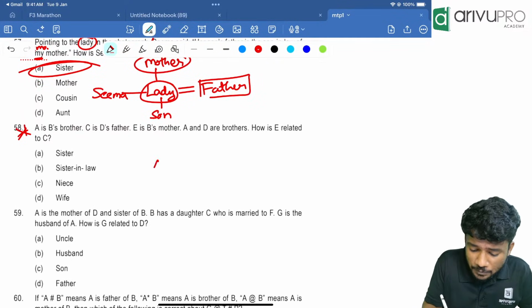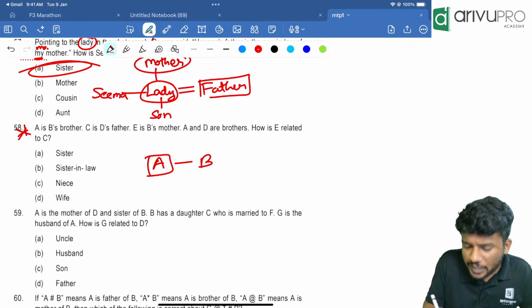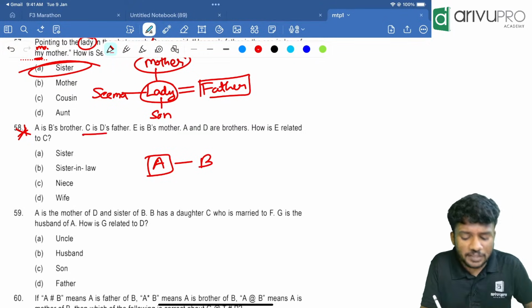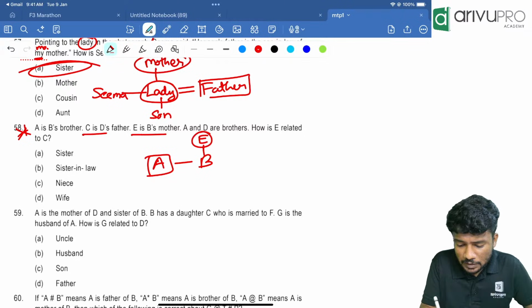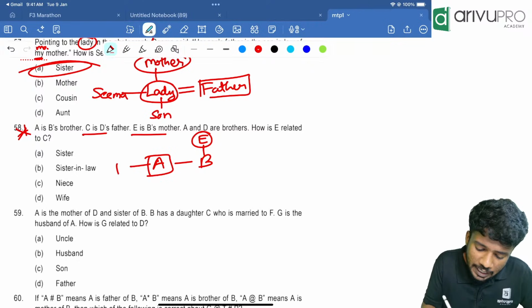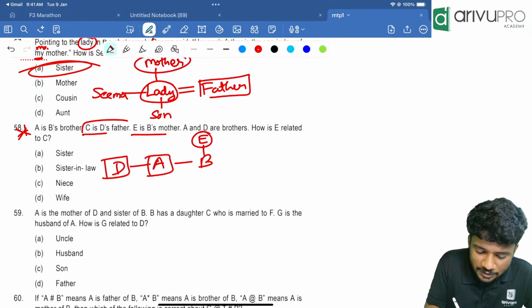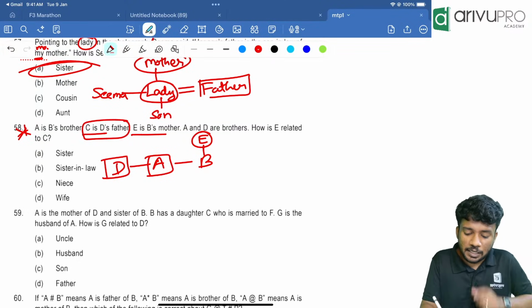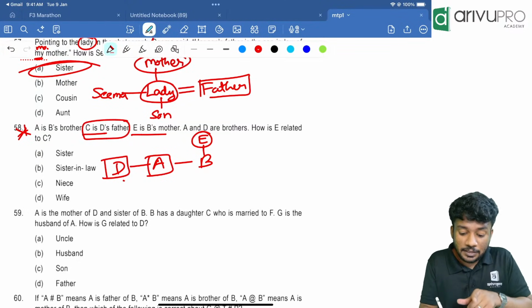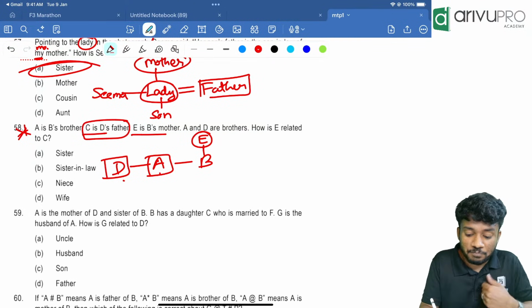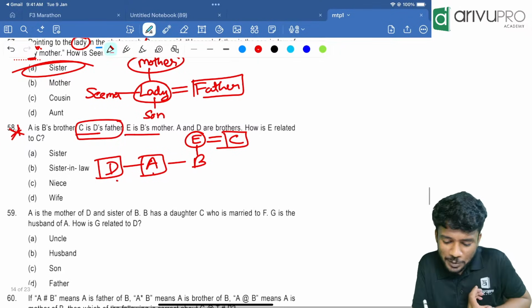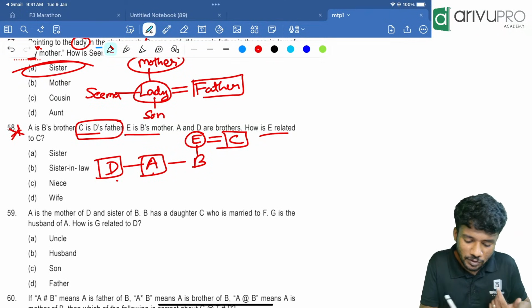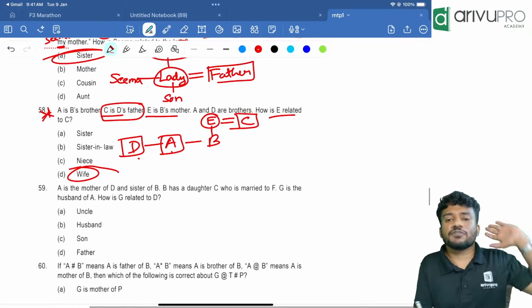Previous year question. A is B's brother. C is D's father. We don't know anything. E is B's mother. A and D are brothers. Then what else is given? C is D's father means D, A and B are siblings. That means E is the mother of everyone. So C is D's father means C should be married to E. Now the question is what? How E is related to C is the question. Answer is what? Wife. Very easy.